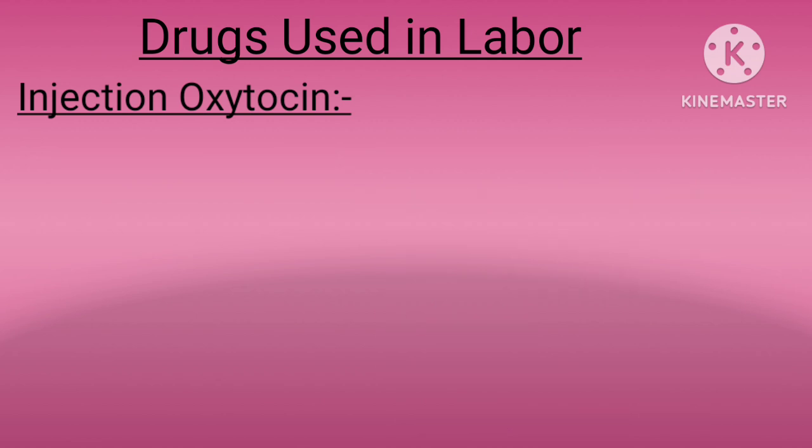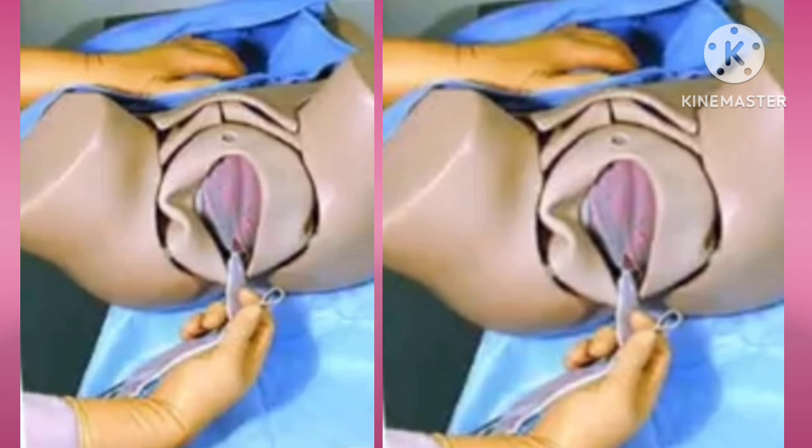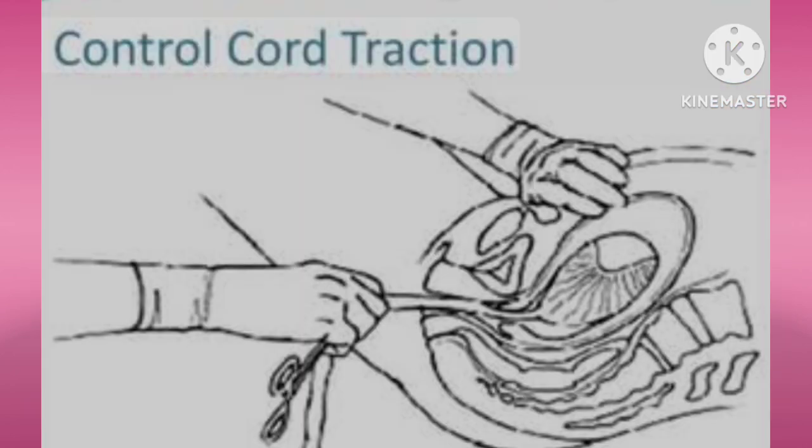So in CCT, what we have to do: we have to clamp the maternal end of the umbilical cord close to the perineum with an artery clamp. After that, hold the clamp with one hand and place the other hand just above the symphysis pubis for counter traction. After that, maintain tension on the cord and wait for a contraction. During a contraction, gently pull the cord downwards to deliver the placenta. After that, with the other hand, push the uterus upwards by applying counter traction.